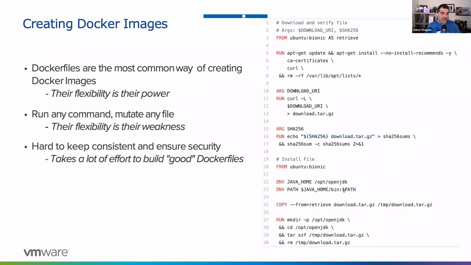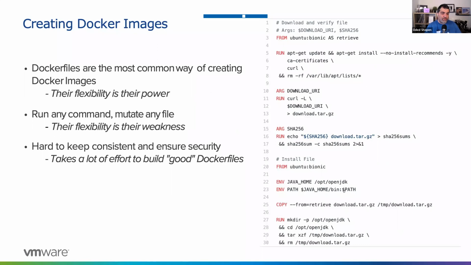So Dockerfiles are quite powerful because they're endlessly flexible. You can basically do anything you can imagine. You can write any script, you can add any binary. But because you have so much power, it's really kind of a weakness as well, because with great power comes great responsibility, as you can imagine.